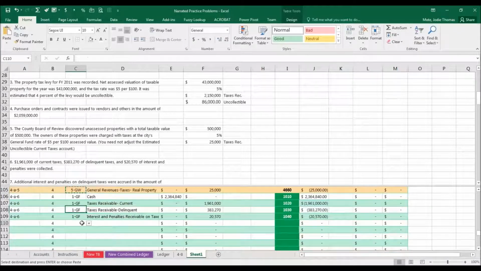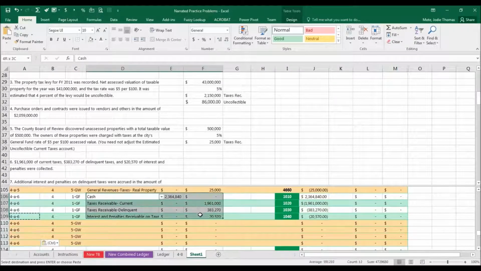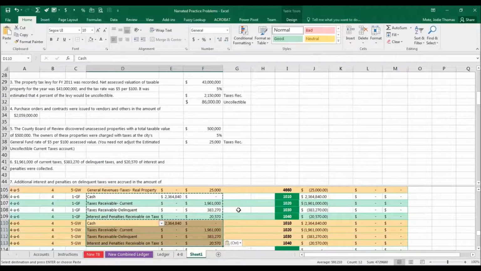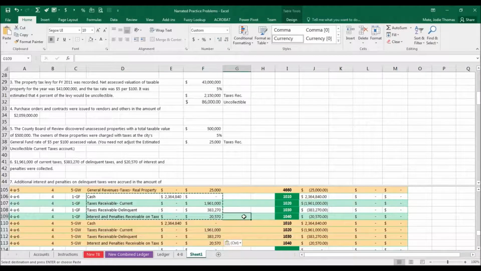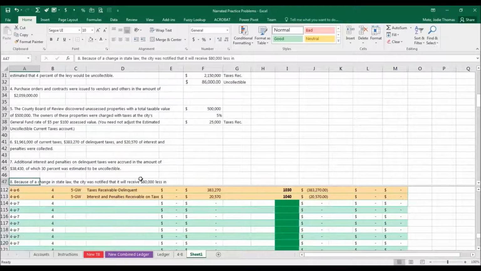The government-wide entry in this case is going to look exactly the same, with the account names even being the same. So let's just copy and paste it so it will sink in a little more. It is going to be an identical looking entry. You're going to run into that a lot, by the way, in the Smithville application, of entries looking very similar. Okay. Because we're talking about additional interest and penalties on delinquent taxes that were accrued in the amount of $38,430, and 30% of that, again a high number, were estimated to be uncollectible.